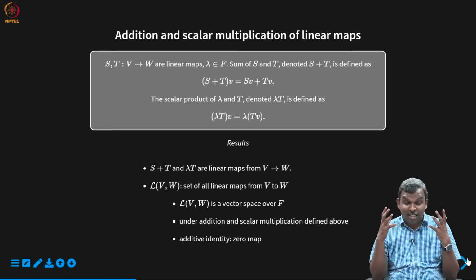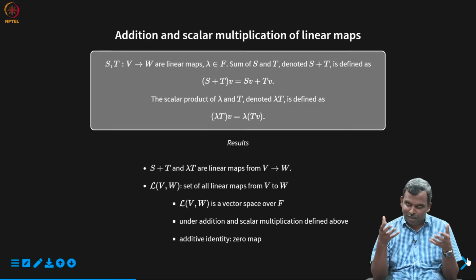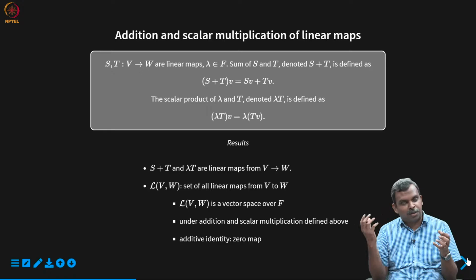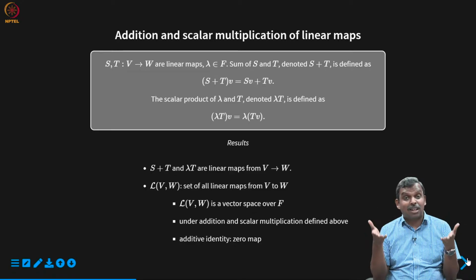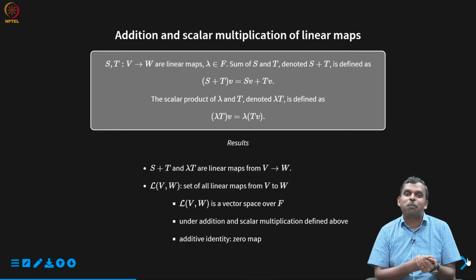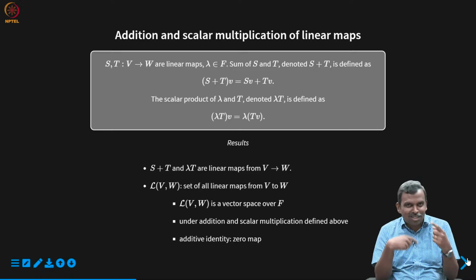So notice what we have done here. We first defined vector spaces, and then we defined linear maps from one vector space to another, and now we are looking at the space of all possible linear maps, and guess what? That again is a vector space. Okay, so you can see how this thing keeps recurring again and again.